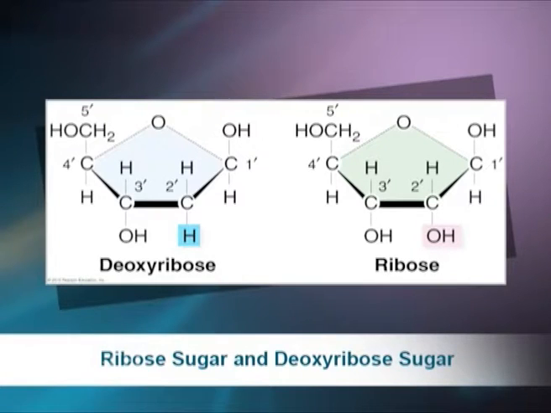There are mainly two types of sugars, that is deoxyribose and ribose sugar. Please see the figure on screen. The sugar in deoxyribonucleic acid, that is DNA, is deoxyribose. The deoxy designates that the 2' carbon atom of the sugar lacks the oxygen atom that is linked to the 2' carbon atom of ribose, that is the sugar in ribonucleic acid or RNA. This is a figure showing ribose sugar and deoxyribose sugar.